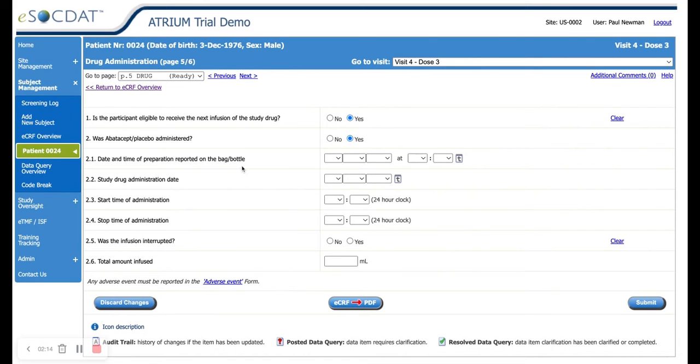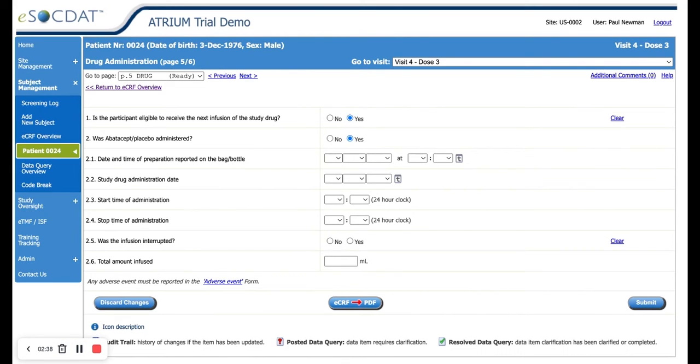You will enter the date and time of preparation reported on the bag and bottle that was administered to the participant. You will then enter the study drug administration date, the time of administration, the stop time of administration, if the infusion was interrupted, and the total amount infused. If any adverse events occur during this study visit, you will report them via the blue hyperlink below.